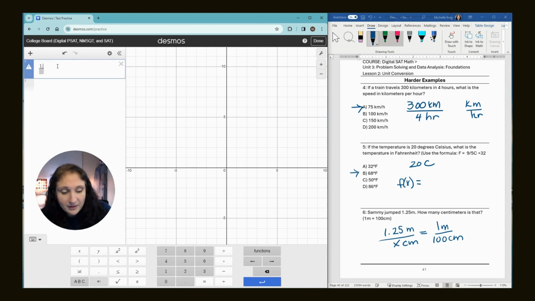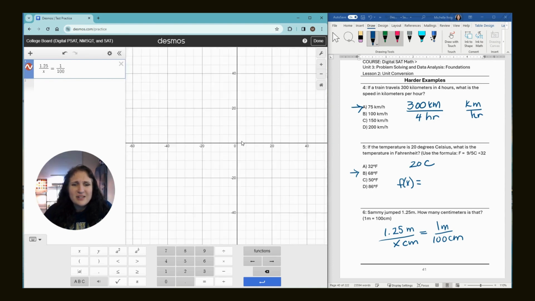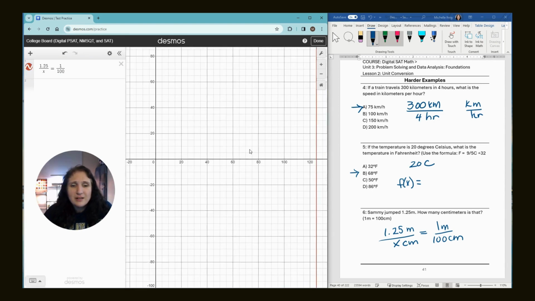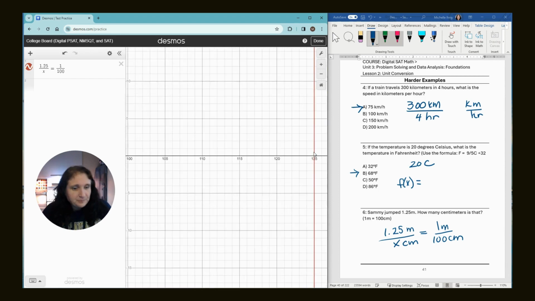This is how I'm teaching you, is we just do meters over centimeters. We don't know our centimeters, so I'm hitting X. We do divide again, and we'll have 1 in the numerator and 100 in the denominator. And I have to scroll out to see my answer, or I could go to the settings and get it that way. And there we go. X equals 125 centimeters.